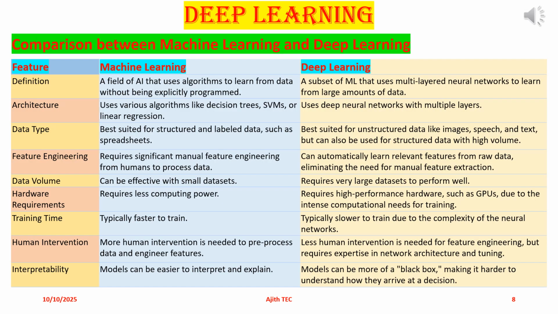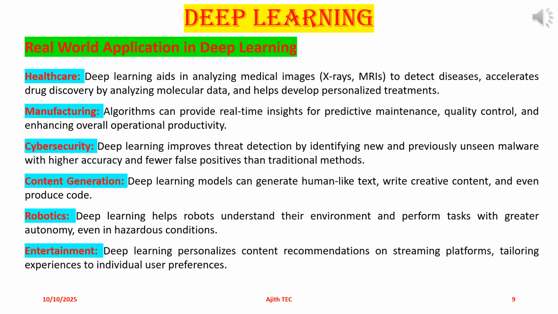Comparison between machine learning and deep learning. It is shown in a comparison chart for easy understanding and to get better knowledge of how to apply and use both of them as per the requirements of the project or task assigned to you. Main features covered in this chart are definition, architecture, data type, feature engineering, data volume, hardware requirement, training time, human intervention, and interpretability.